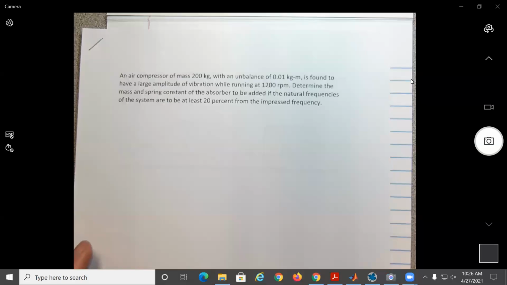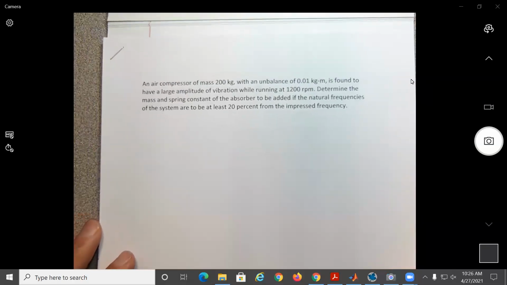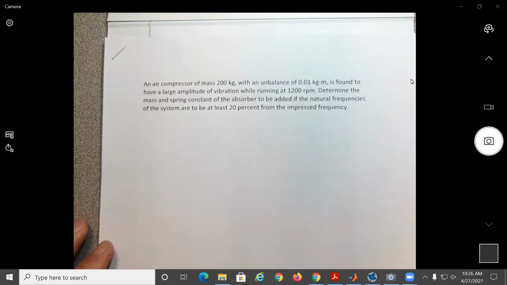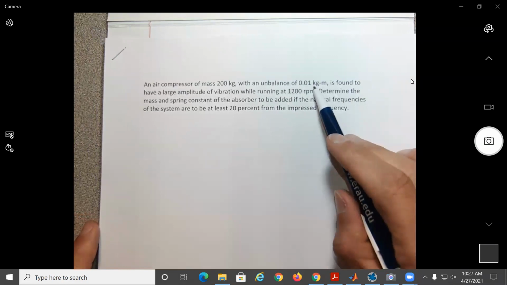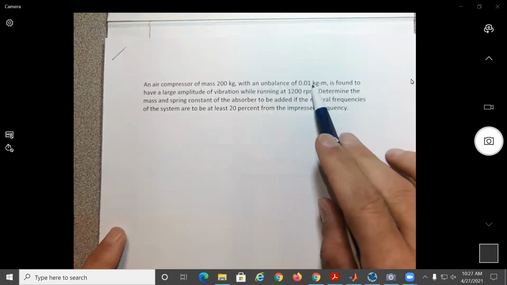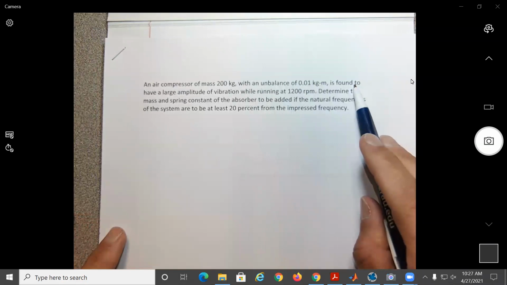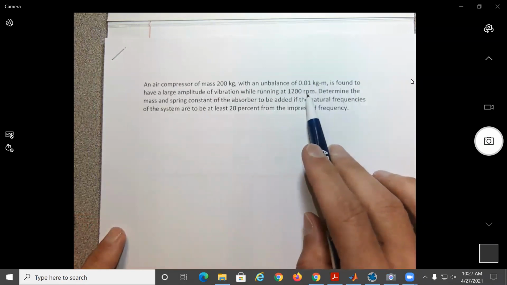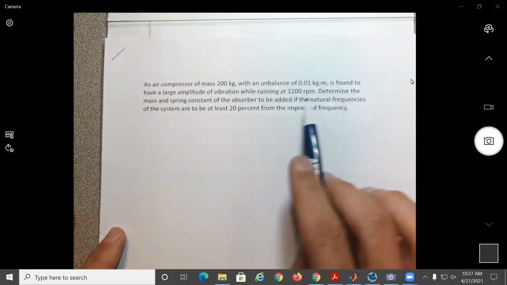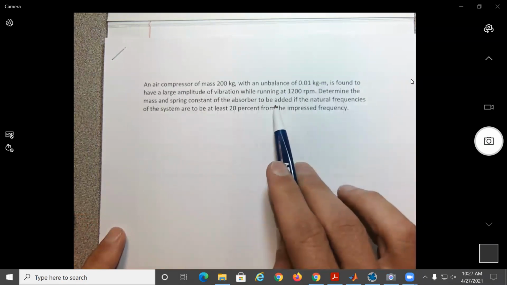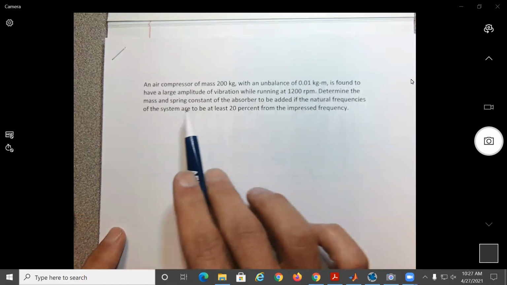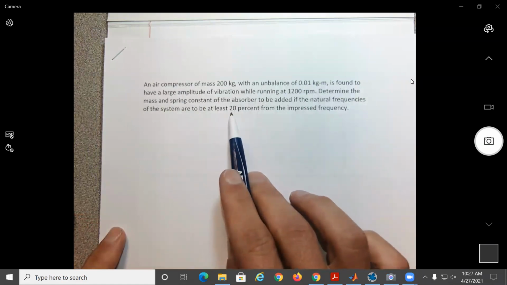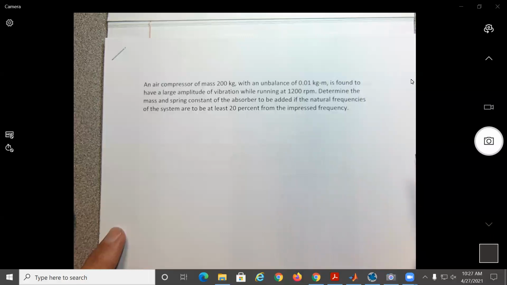Okay, guys, so the first practice problem is basically this one, which they said is an air compressor of mass 200 kilograms with an unbalance of 0.01, but this information, as we discussed, I don't think is needed, is found to have large amplitude of vibration while running at 1200 RPMs, okay? Determine the mass and spring constant of the absorbers to be added if the natural frequency of the systems are to be at least 20% from the impressed frequency, okay?